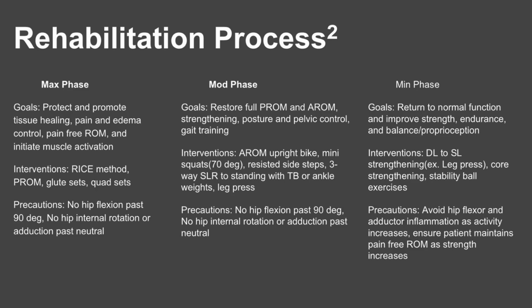Some interventions that could be done during this phase are double leg to single leg strengthening. An example of that is like the leg press, core strengthening, and stability ball exercises. Just work on stabilizing and core engagement. And precautions during this phase include avoid hip flexor and adductor inflammation as activity increases, and to ensure that the patient maintains pain-free range of motion as strengthening continues and increases.